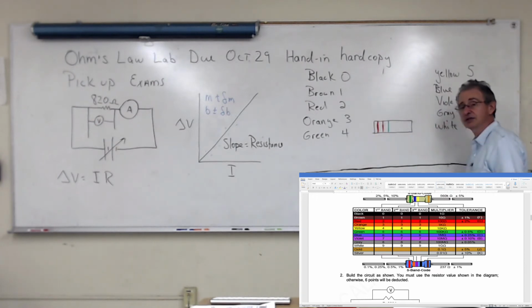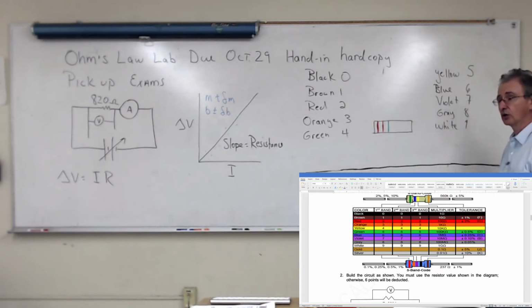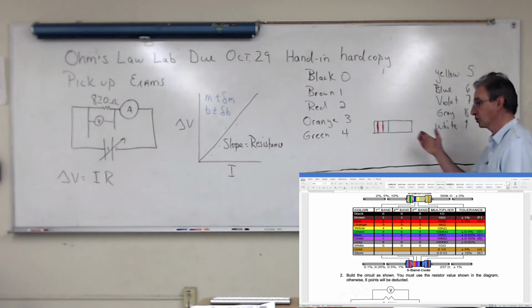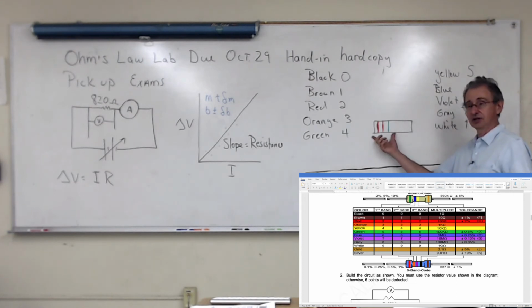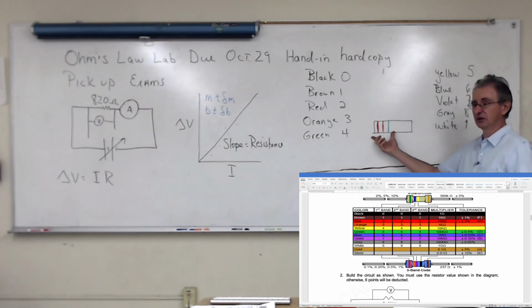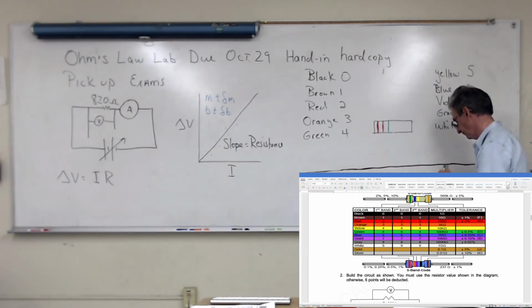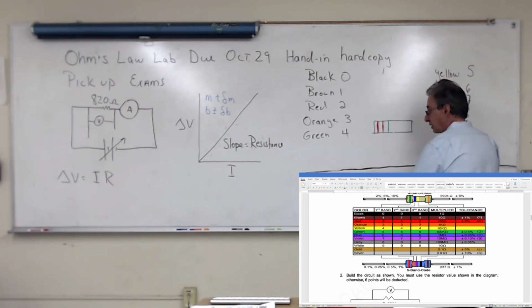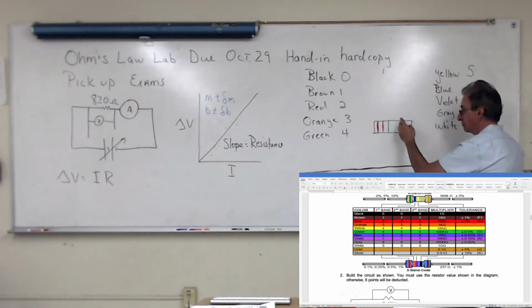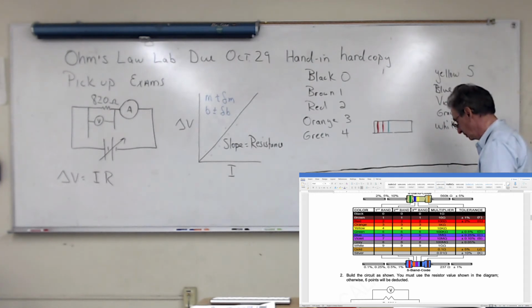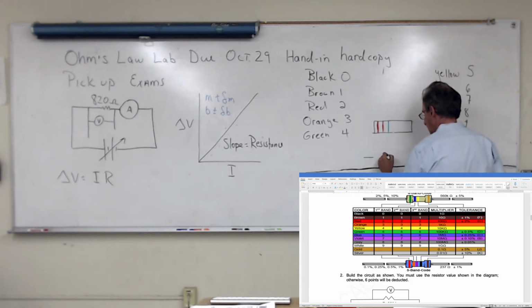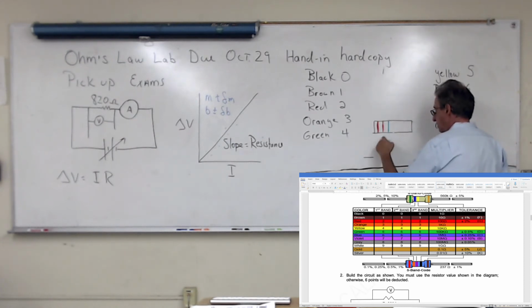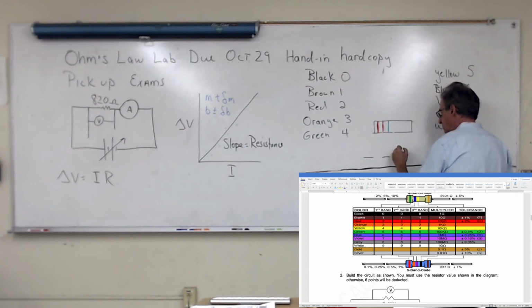Now the fourth band is either silver or gold. If the fourth band is gold, that means that this value is known to within 5%. If it's silver, this value is known to within 10%. Okay, I don't have a gold marker and I don't have a silver marker, so I'm not going to draw the fourth band. All right, so each one of these, this first one is the first digit, the second one is the second digit, and the third one is the multiplier.